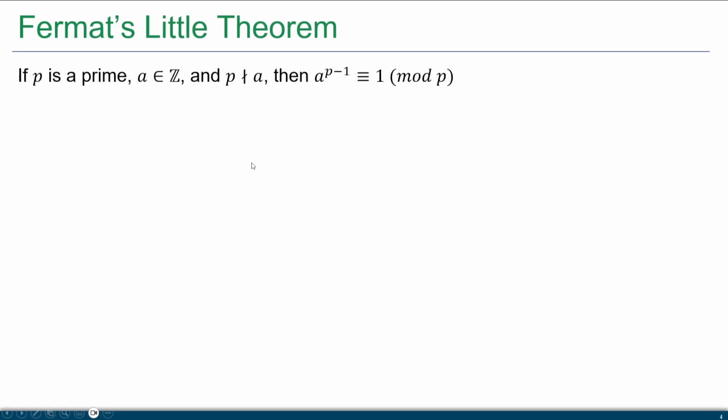All right, so what else do we need? We're also going to need Fermat's little theorem. Now, Fermat's little theorem states that if P is a prime and A is an element of Z, and of course P does not divide A, then if we take A and raise it to the power of P minus 1, this is congruent to 1 mod P. So this is any A that, when I raise it to the power of P minus 1, is congruent to 1 mod P. Now, we're not going to prove this one, but let's show an example of this.